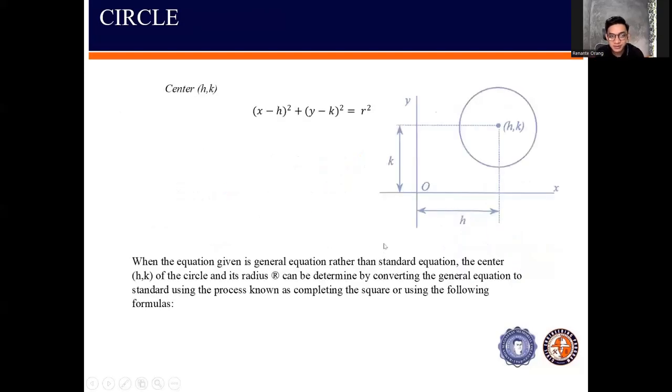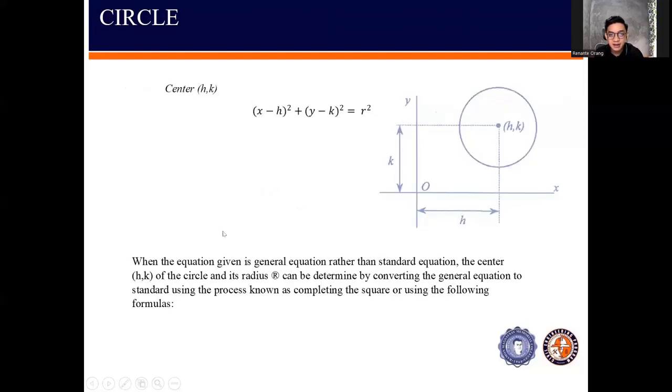How about if our center is not exactly at our origin? Our form is x minus h squared plus y minus k squared is equivalent to r squared. So this is its figure. When the given equation is the general equation rather than the standard equation, the center (h, k) of the circle and its radius r can be determined by converting the general equation to the standard using the process known as completing the square or using the following formula.